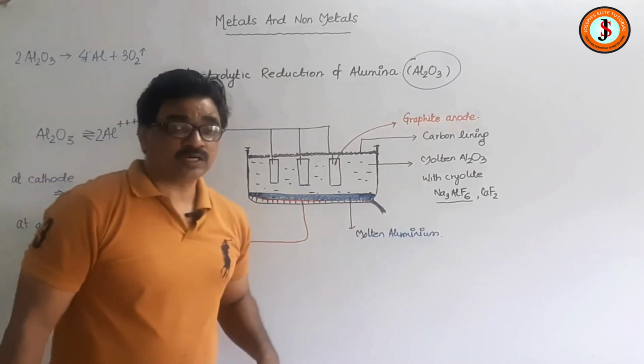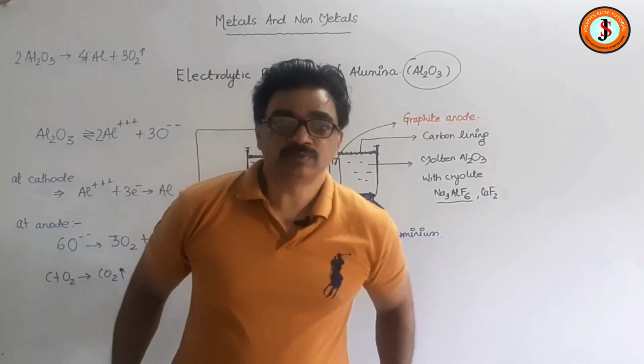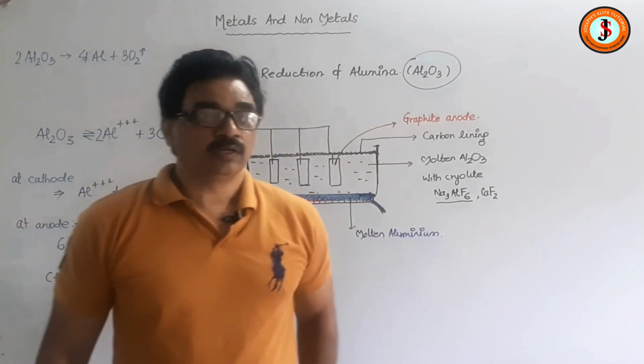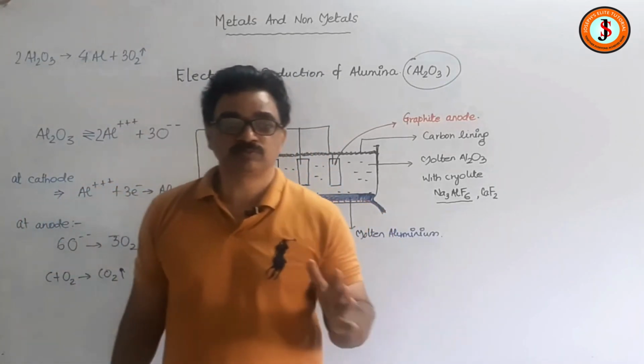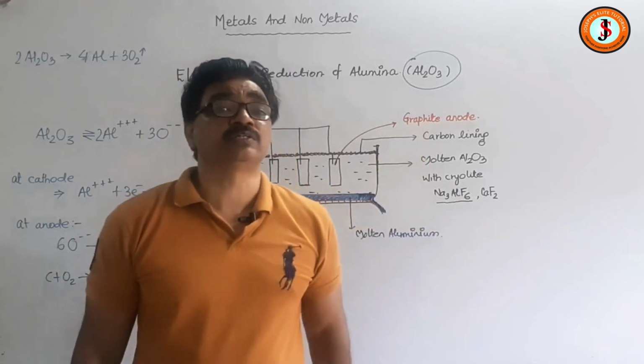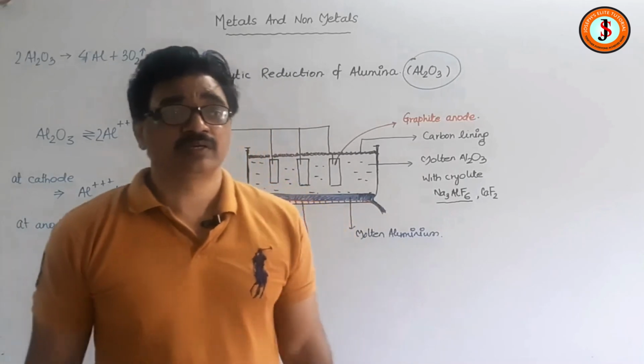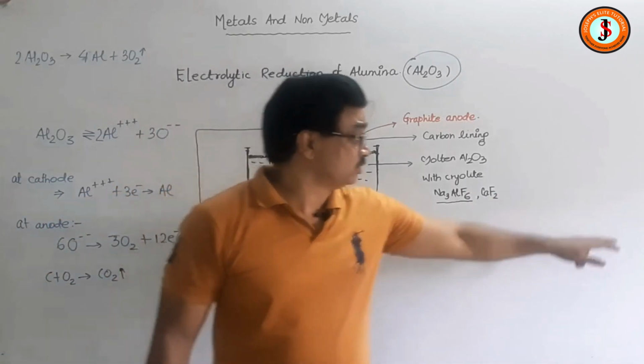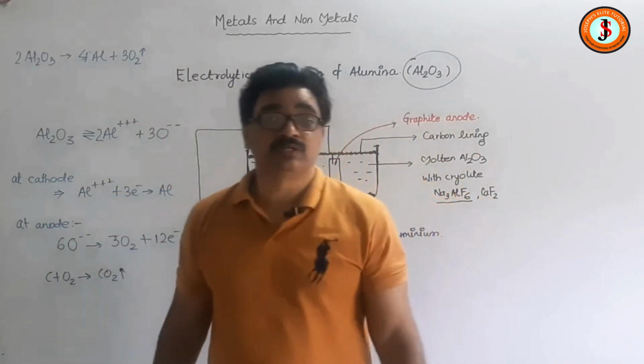Also understand, freshly prepared aluminum is a bluish white metal. But as soon as it is prepared, it reacts with oxygen in the air and forms a passive layer on its surface, and hence it turns grayish white. This is aluminum framing, so grayish white.